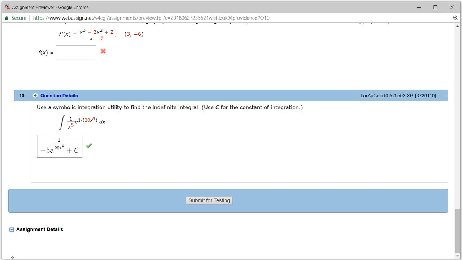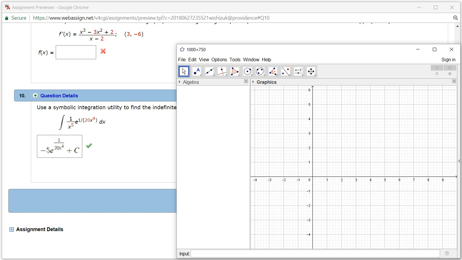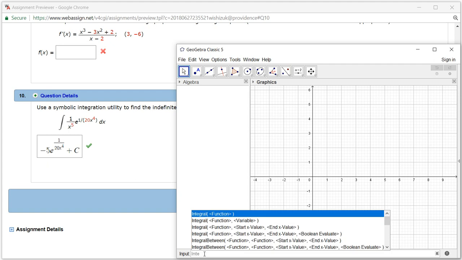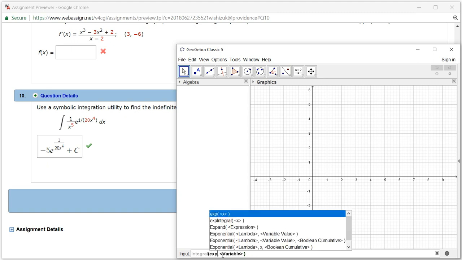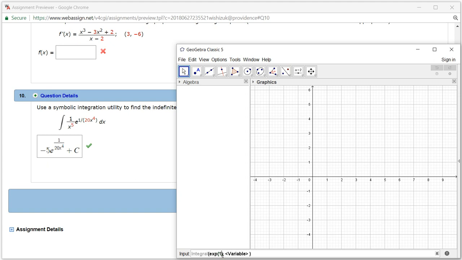I'm actually going to show you how to find this using GeoGebra, and since this is free, open up GeoGebra. Then you can go here and type in integral, then you start seeing the suggestions. You can use the first one, but I'm going to use the second one. Then the function is just the given function. So I write exp for e to the, then 1 over 20 x to the fourth power.